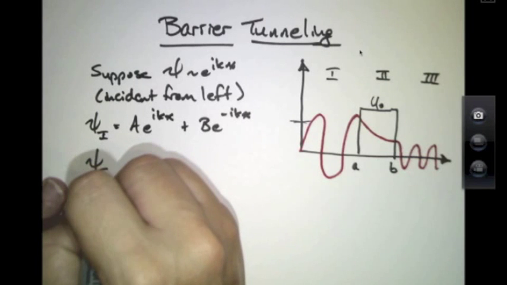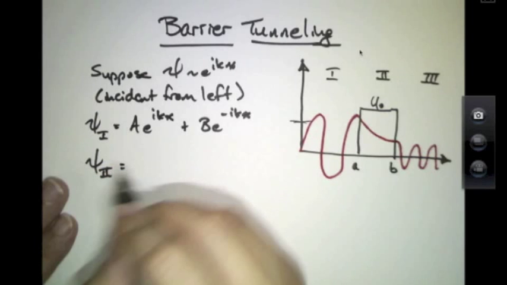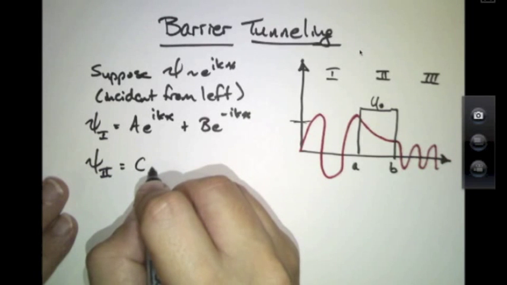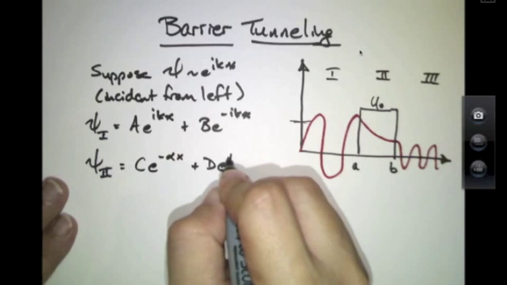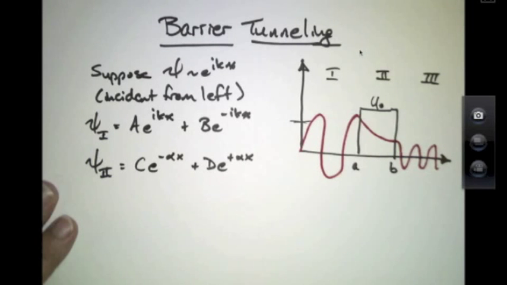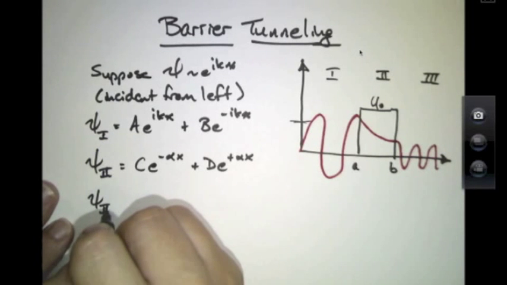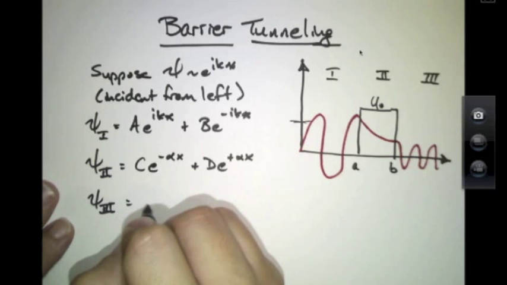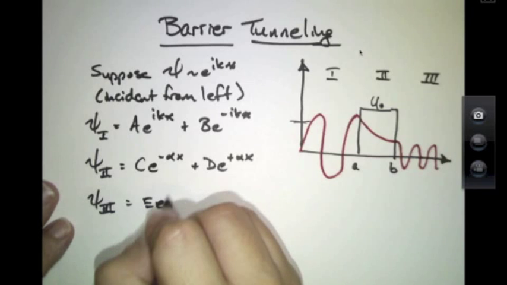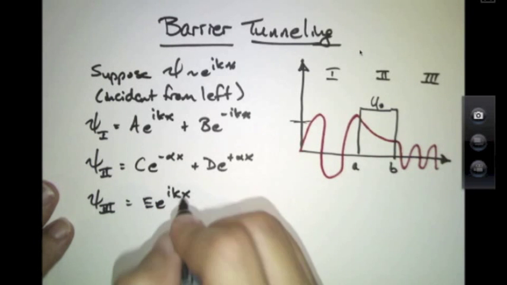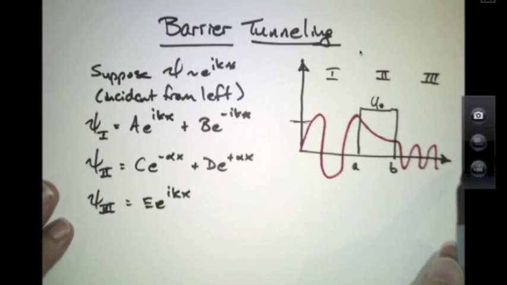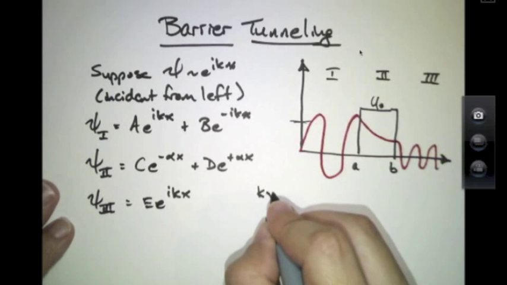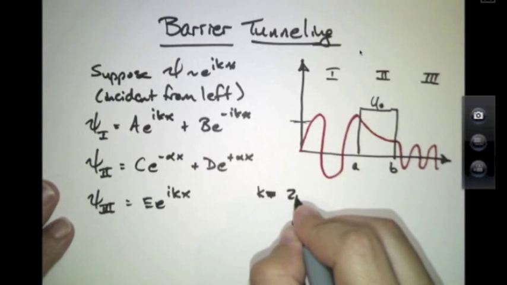In region 2, I expect some kind of exponentially damped function. And in region 3, I expect a sinusoid again, except I only expect the right traveling wave, because I started out with right traveling, and I can't get left traveling back here unless it reflects at infinity and comes back. So it'll never happen.